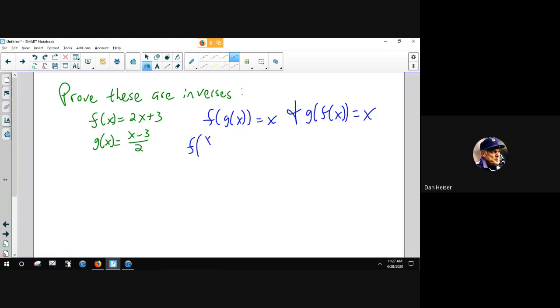We're going to plug g into f and see what happens. The rule for f says whatever's inside the parentheses, we multiply by 2. Then we add 3. And I'm going to leave the details to you because this is something that every pre-calculus student should be able to handle at this stage. Yes, it comes out to be x.